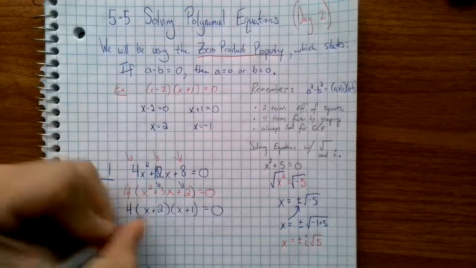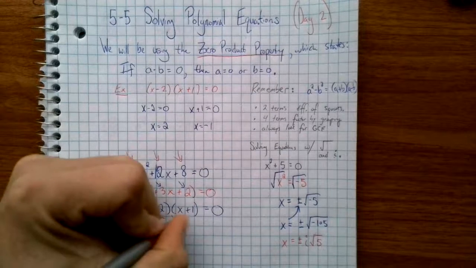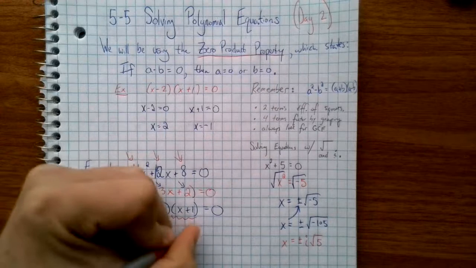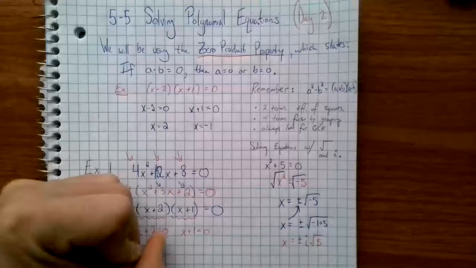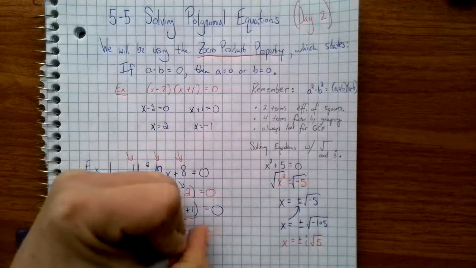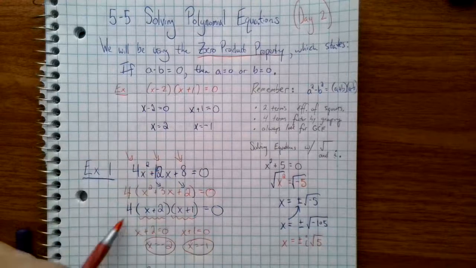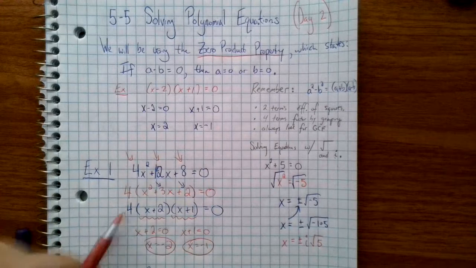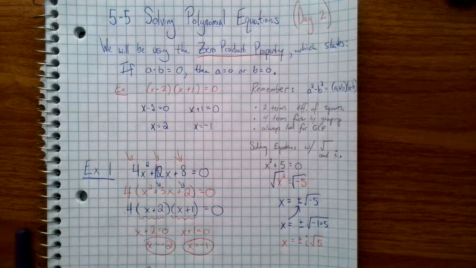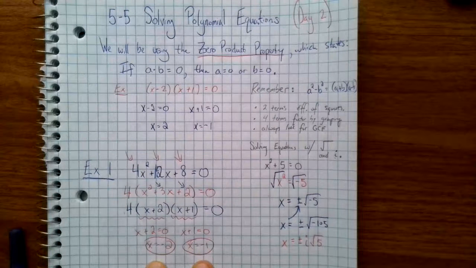At this stage, we are now going to examine the factors that contain variables, set them equal to 0, and solve them. When you have a numerical factor like this, you can ignore it in the process of solving because it doesn't contain any variables, and so we wouldn't need that. And so the solution to this equation would be x equals negative 2 and x equals negative 1.